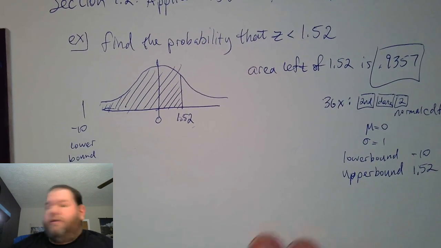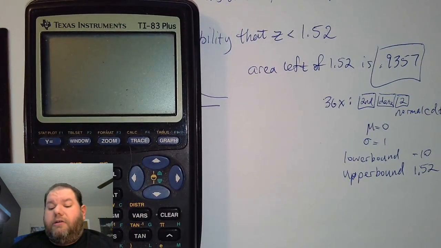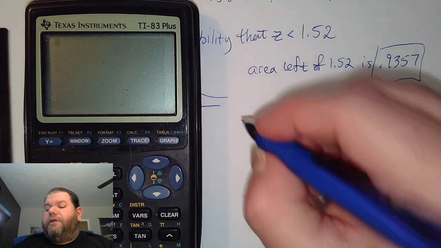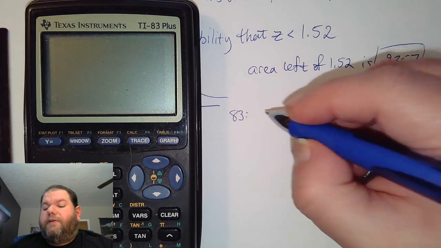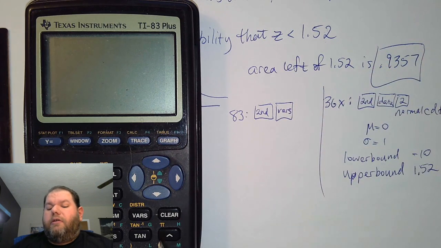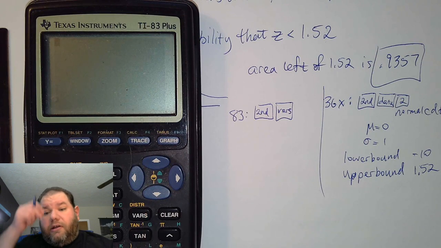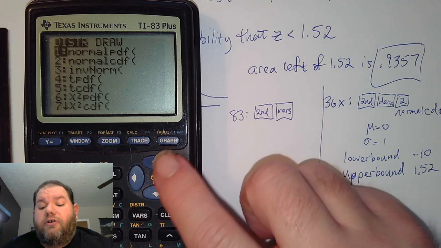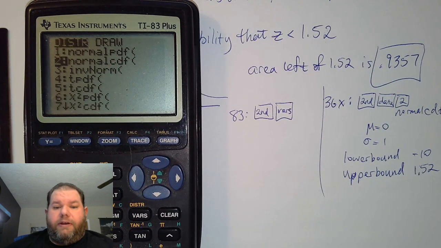Let's look at the 83s. These are the most complicated, it turns out. Okay. On the 83, we press second and vars. And the vars button is right here, and you can see right above it, it says distribution, DISTR. So we'll press second and then distribution. And this is just like we did the Binomial Cdf, except we don't have to arrow down so far. Again, we just want option 2, which is the normal CDF.